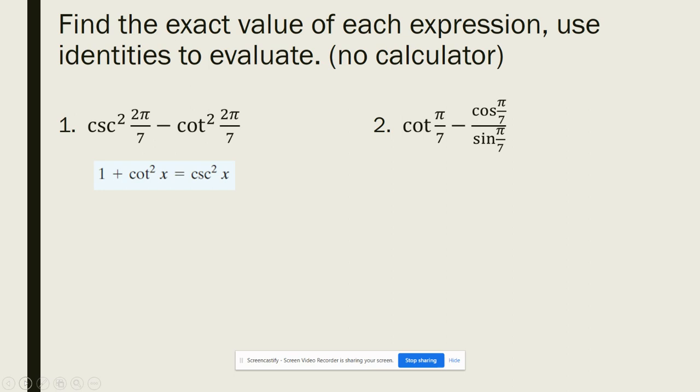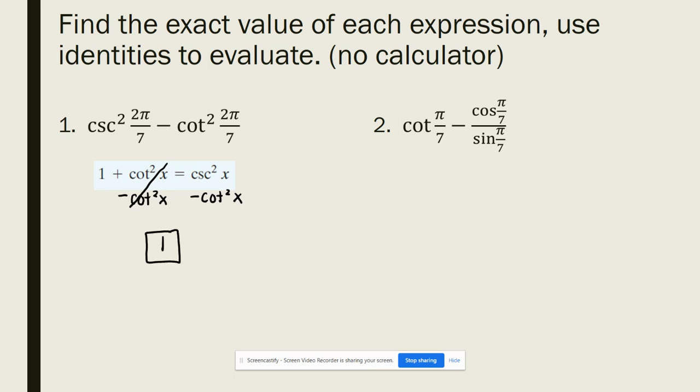Notice that 2 pi over 7 is essentially the same number, so we know that it's going to follow this rule. But they took that Pythagorean identity and they just manipulated it a little bit. Notice that if I subtract that cotangent squared of x over to the other side, now I have the subtraction problem that I am looking for. And notice that what it equals then, you're left with a 1 on the left. So because those angles are the same and I'm subtracting the cosecant squared minus the cotangent squared, our answer is 1.